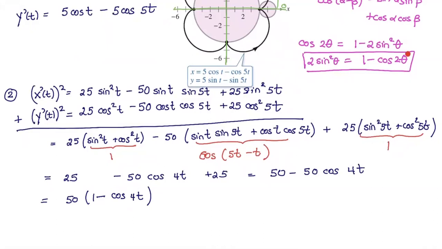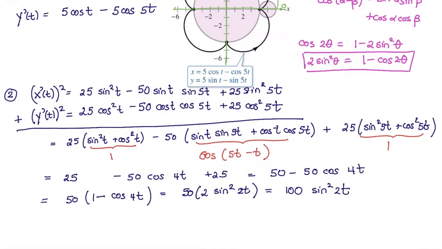And so in the place of where 2 theta is, I need to have this be 4t, which means in order to get it to be half of that, I'm going to need 2t in terms of the sine. And so this becomes 50 times 2 times the sine squared of half of the 4t, and so I get sine squared of 2t. This is now equal to 100 sine squared of 2t.